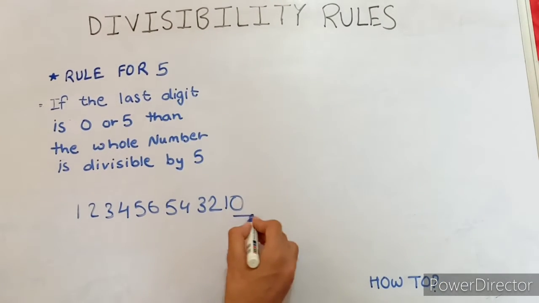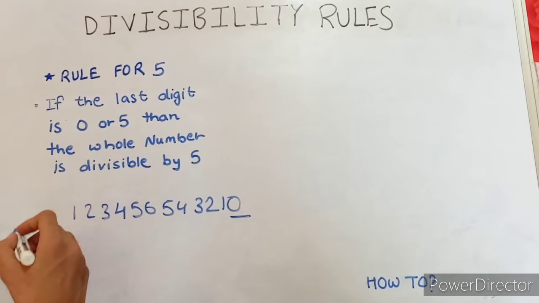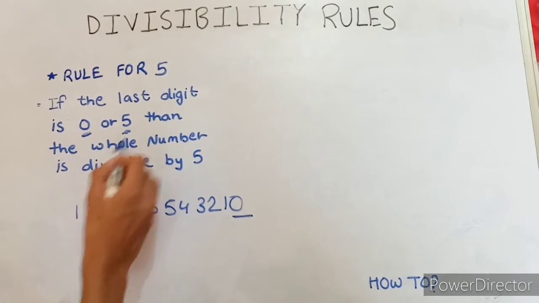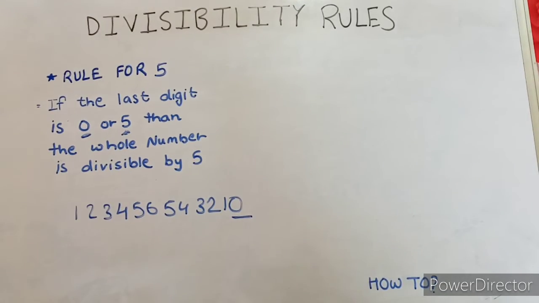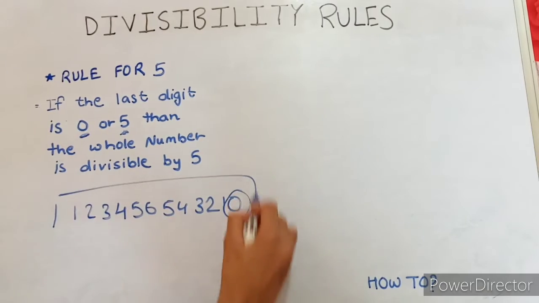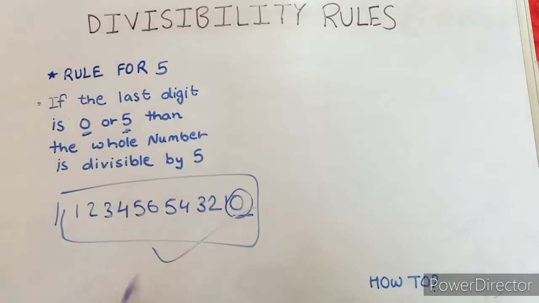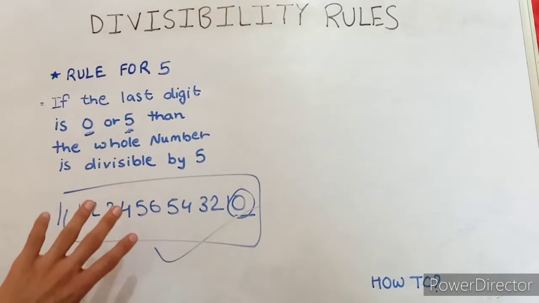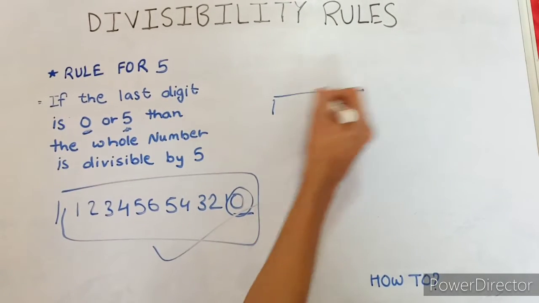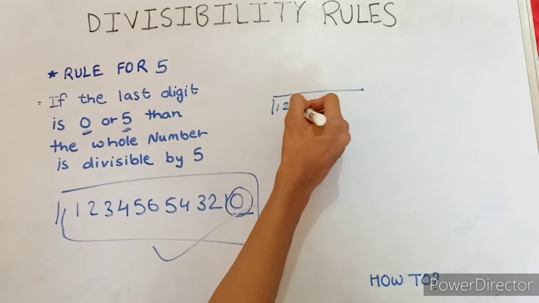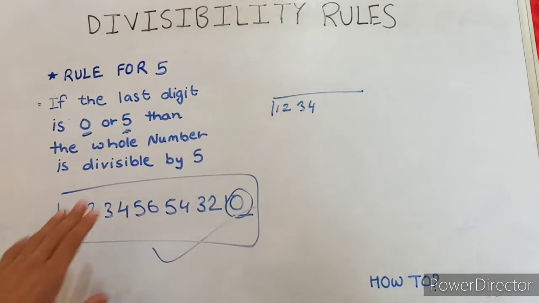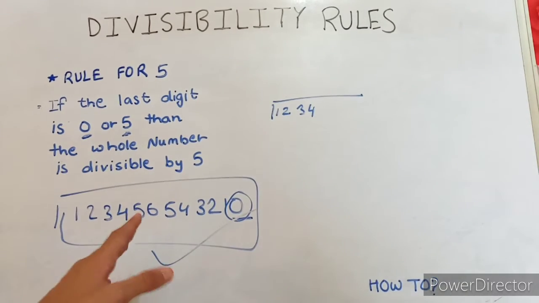The last number is 0, and we have seen in the rule that if the last digit is 0 or 5, then the whole number is divisible by 5. So here the last digit is 0, so the whole number is divisible by 5. Now if you did not know these divisibility rules, then you would check with the long division method, which was very time consuming. So now you know this method, so apply it.